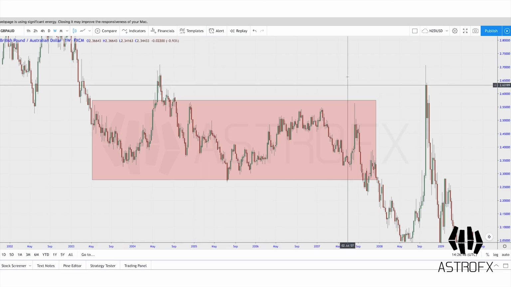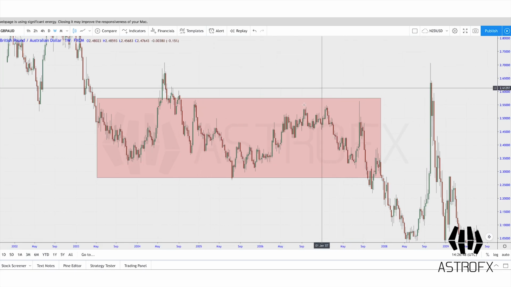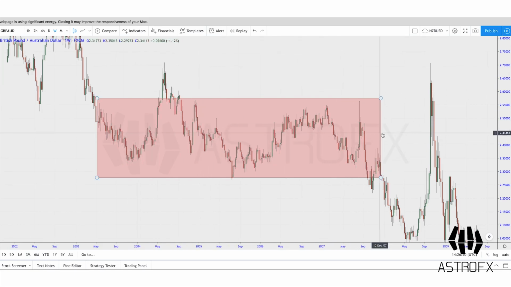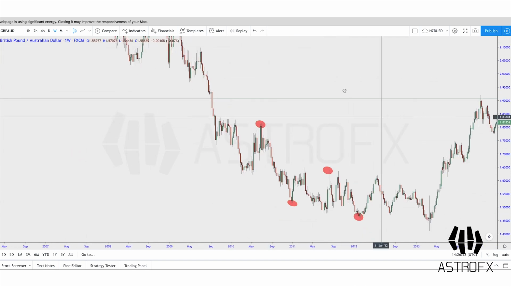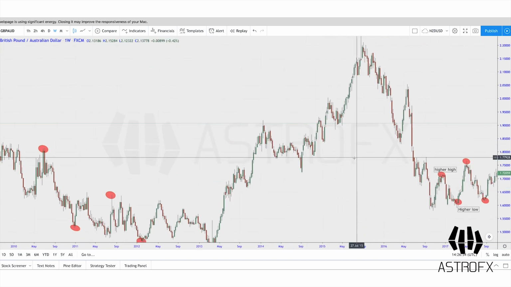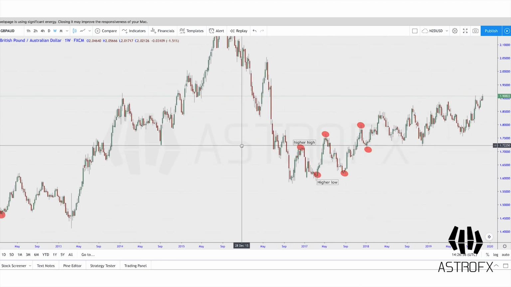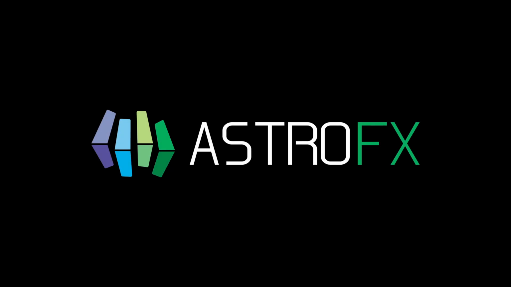So hopefully that helps, guys, determine a range-bound market, which is sideways, and I've shown you many examples, on just one currency pair actually, of how easy it is to draw those higher highs and higher lows.